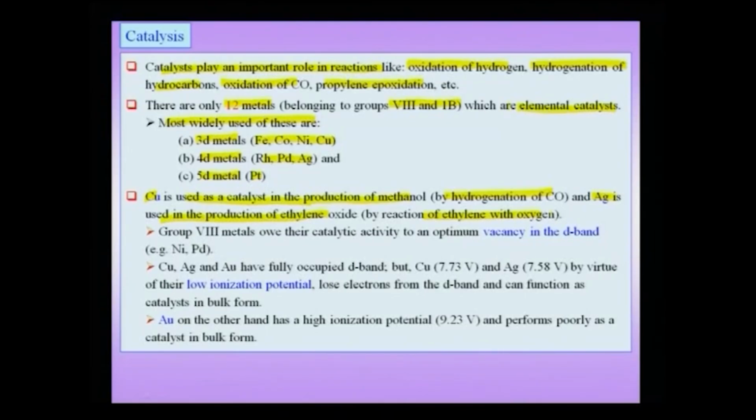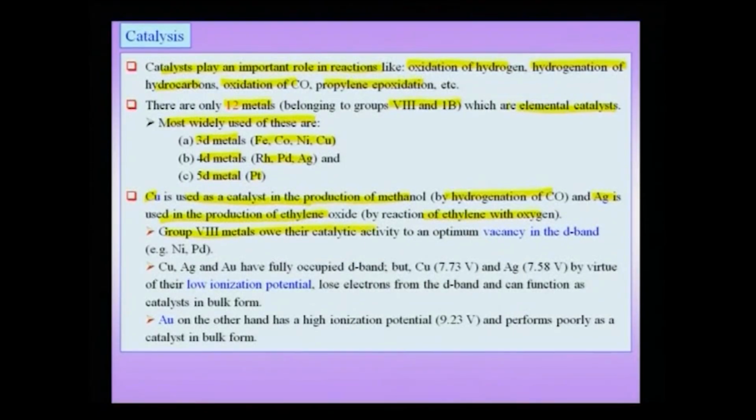Now, how does this catalytic activity come in? So, again we go back a little in time and take a classical viewpoint and try to understand this: group 8 metals owe their catalytic activity to an optimum vacancy in the d band. Like nickel and palladium, they have some kind of an optimum vacancy in the d band, and therefore you expect them to have some catalytic activity. On the other hand, if you look at copper, silver and gold, they have a completely filled d band, but by virtue of their low ionization potential they can lose electrons from the d band, so these can also function as catalysts in bulk form.